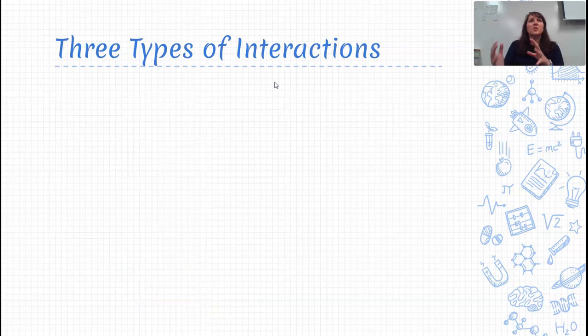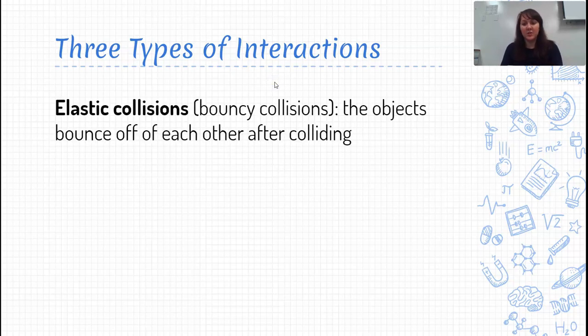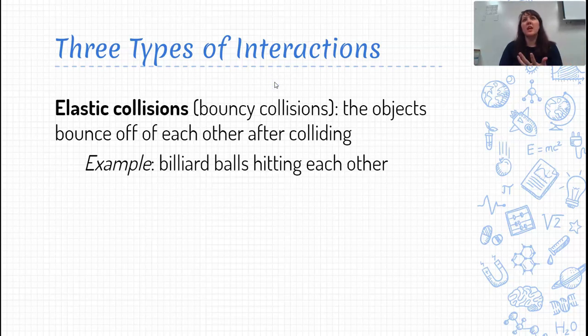All right, so if we're talking about impulse and objects exerting forces on each other, there are three major types of interactions for us to be familiar with. The first type of interaction between two objects is elastic collision, which we can also think of as a bouncy collision. These are situations in which two objects collide and then bounce off of each other. Ergo, bouncy collision, okay? So an example would be if you've ever played pool, if you hit one billiard ball into the other one, they don't stick together, they kind of go off and do their own thing after they collide. That would be an example of elastic collision, right?